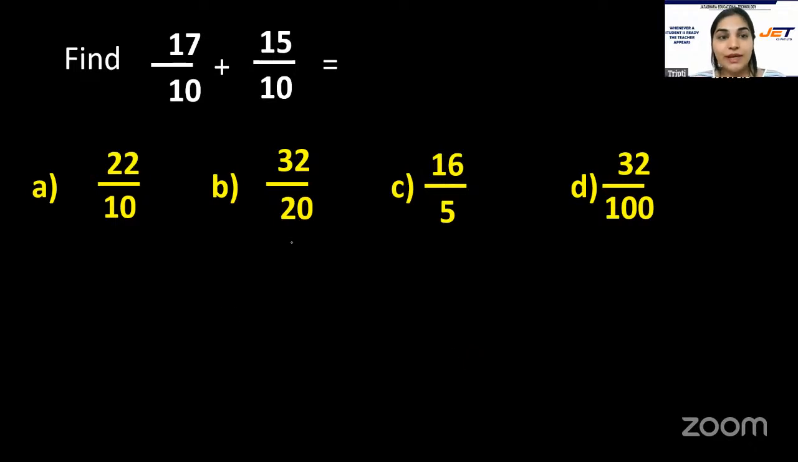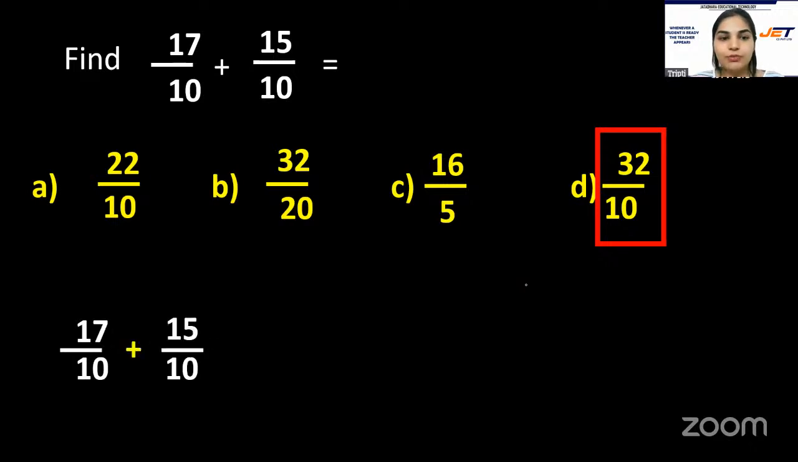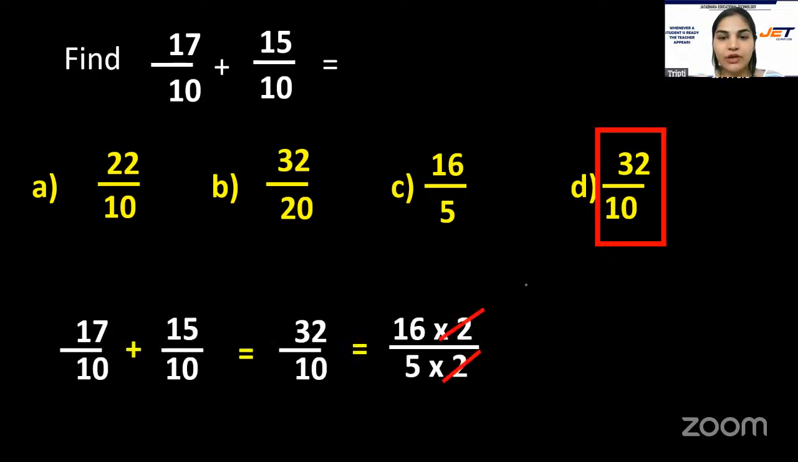Next one, 17 by 10 plus 15 by 10. So it is 32 by 100. No, it's 32 by 10 only. Wait a second. Yeah, it's 32 by 10 only. That's what you can see here. So 32 by 10 you can further reduce and you will also get 16 by 5. 16 by 5 also is the right answer here.